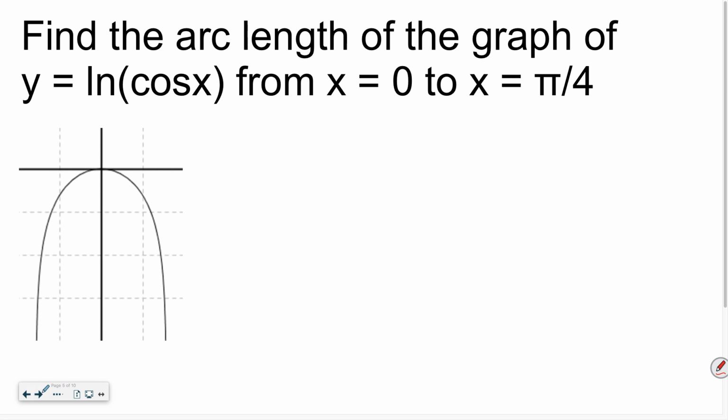Okay, write it down. Have you ever tried to combine the natural log with cosine? This is what you get. It looks like how I'm frowning.